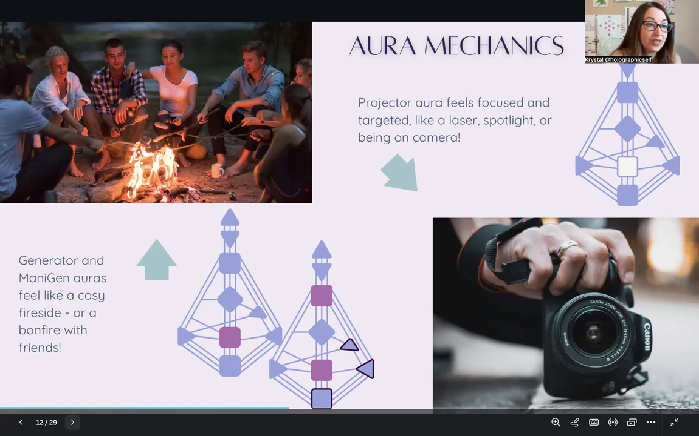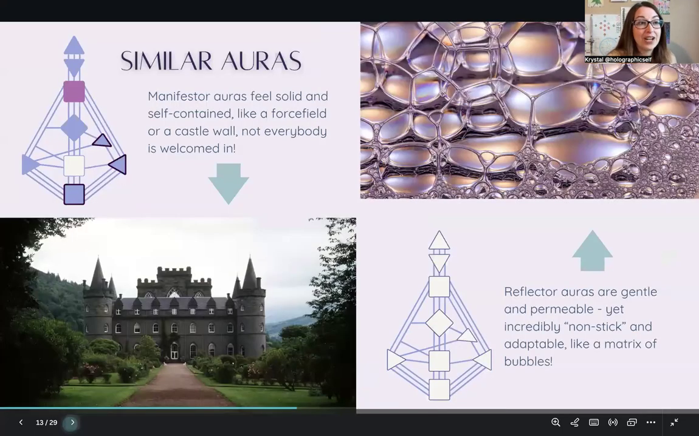In contrast, a projector's aura tends to feel a little bit intense, laser focused. It's like a spotlight or being on camera. Projector auras tend to work best one-on-one, or in this case, camera on one, where we can pour into a single person and be very precise and specific in who we are talking to. And that can feel sometimes a little bit intense, like you're being X-rayed. And so projectors need to be aware of the impact that their focus has on other people. And that is where their strategy comes into play. Again, something we'll talk about later.